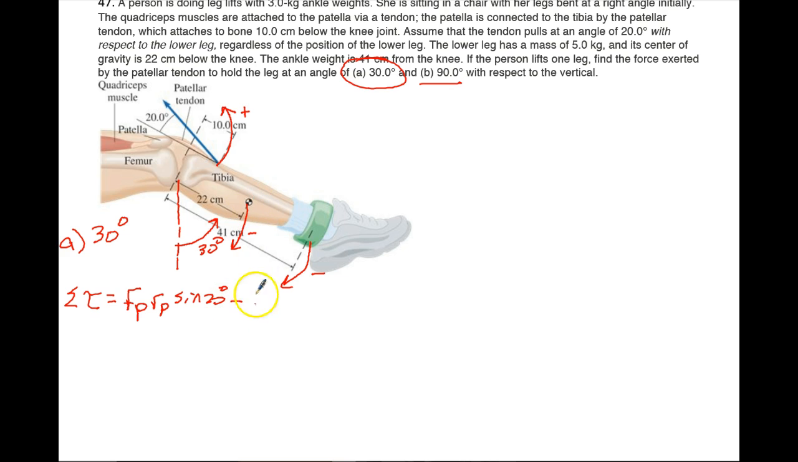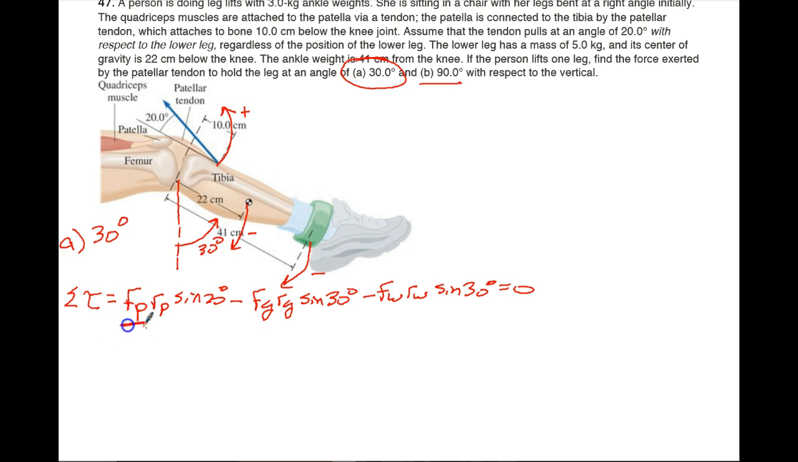We're going to subtract off the other now, so we have the force of gravity at the center of gravity times the radius, and we're going to take that times the sine of 30 degrees, since now this is the angle that we're working at for the leg coming up. So notice the patellar tendon is working at a 20-degree angle, but the leg and the weight are working at a 30-degree angle. So now we're going to take the force of the weight times the radius of the weight times the sine of 30 degrees, and all that should be equal to 0, and it is.